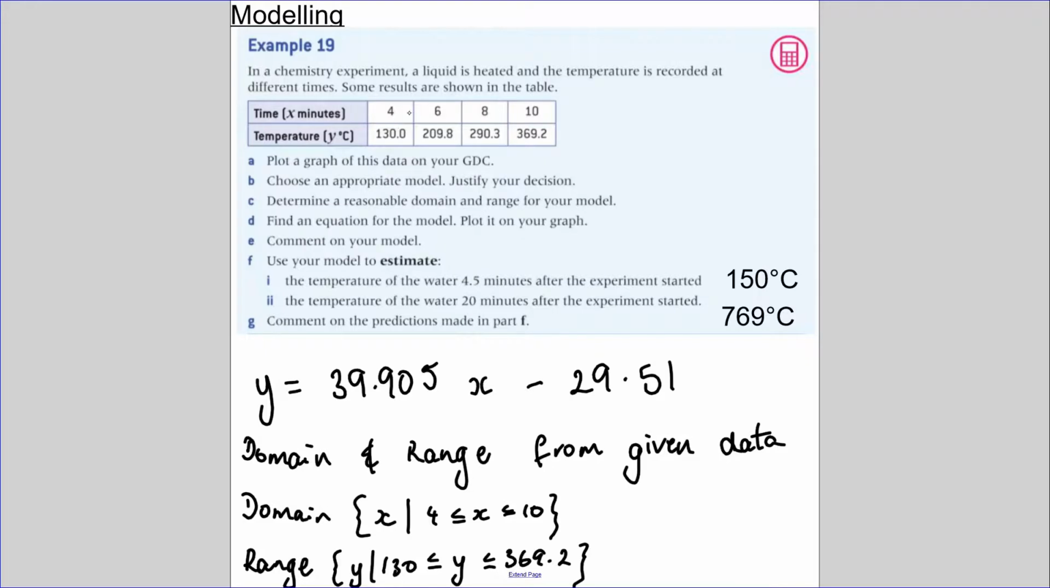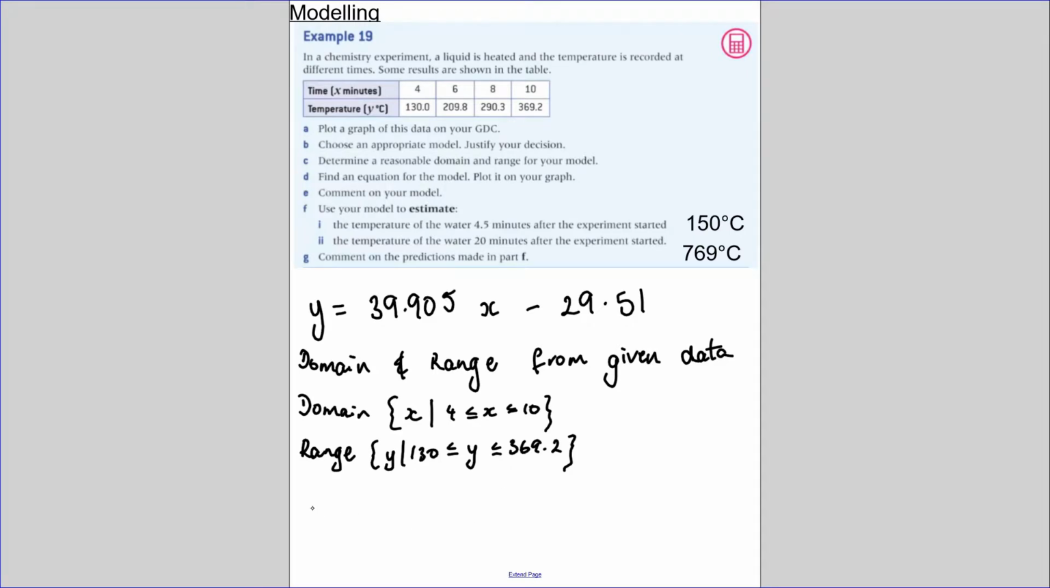It happened between 4 and 6, but 20 minutes is well after the end of our experiment. We don't actually know if the model still fits above 10 minutes, and so we can't say that this is valid. We say it's extrapolation when you go outside of the data range. Extrapolation. 20 minutes was not included within our data, so it can be risky to use that as a prediction. 20 minutes is not within the domain, so this is not a valid prediction.